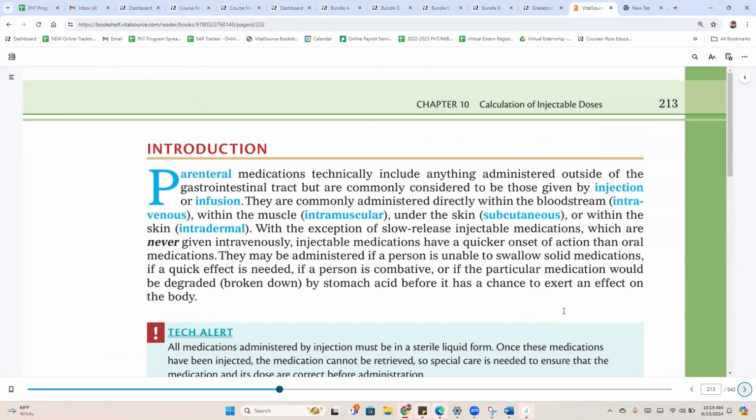Parenteral medications technically include anything administered outside of the gastrointestinal tract, but they're also commonly considered to be those given by injection or infusion. So they're commonly administered directly within the bloodstream, intravenous, within the muscle, intramuscular, under the skin, subcutaneous, or within the skin, intradermal. With the exception of slow release injectable medications, which are never given intravenously, injectable medications have a quicker onset of action than oral medications. They may be considered if a person is unable to swallow solid medications, if a quick effect is needed, if a person is combative, or if the particular medication would be degraded, broken down by stomach acid before it has a chance to exert an effect on the body.